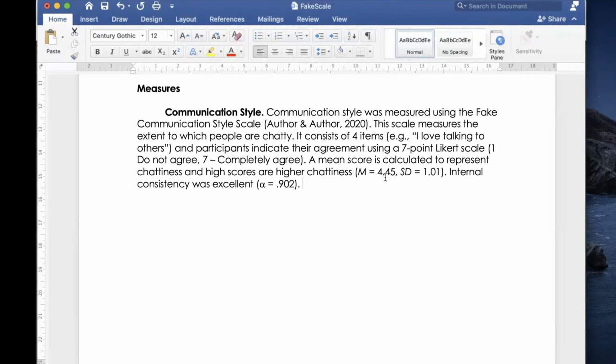So I can see that it looks like people are a little bit more on the chattier side than the non-chattier side overall, and that most people were somewhere in between, because 68% of respondents would have been between basically 5.45 and 3.45. So just over halfway on the scale. That's why we want to include this info. And there you have it. That includes everything you need to write up your APA style measures section. Thank you.